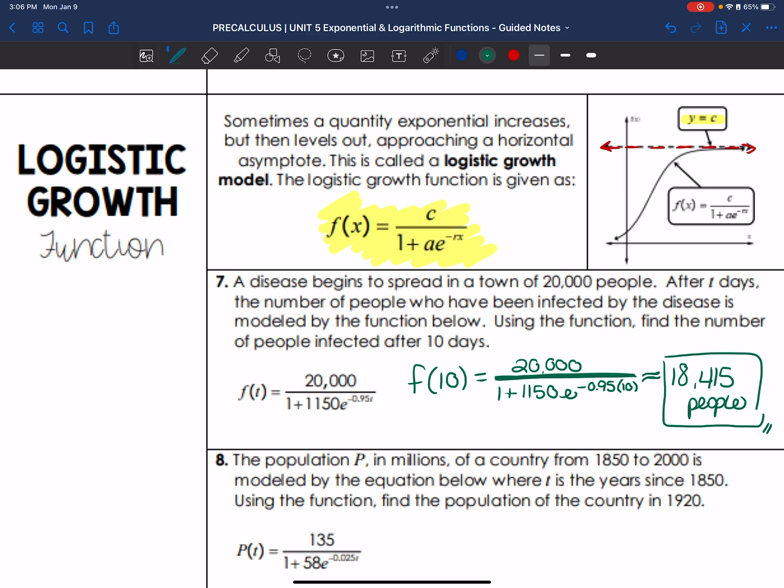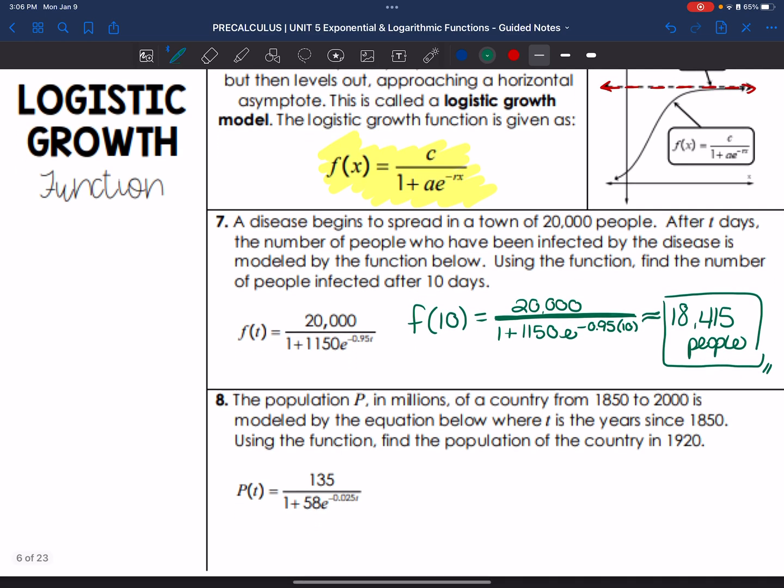All right. Now, what about this one here? The population P in millions of a country from 1850 to the year 2000 is modeled by the equation below, where t is the years since 1850. Using the function, find the population in the country in the year 1920.